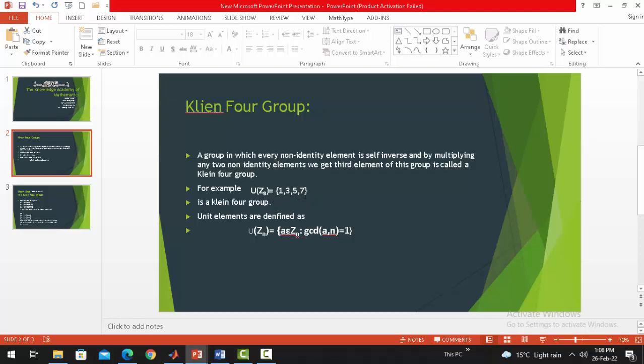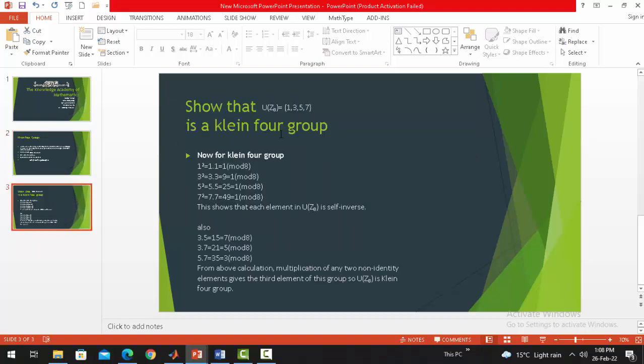Okay, 1, 3, 5 and 7. We want to show that UZ8 is a Klein 4 group. How can we define the unit elements? UZn is equal to the set of a belonging to Zn such that GCD of a and n is equal to 1, called the unit elements. So UZ8 is equal to 1, 3, 5 and 7. If we want to show this is a Klein 4 group, there are two steps. First, self-inverse, and the second step is that composing two non-identity elements gives the third non-identity element.